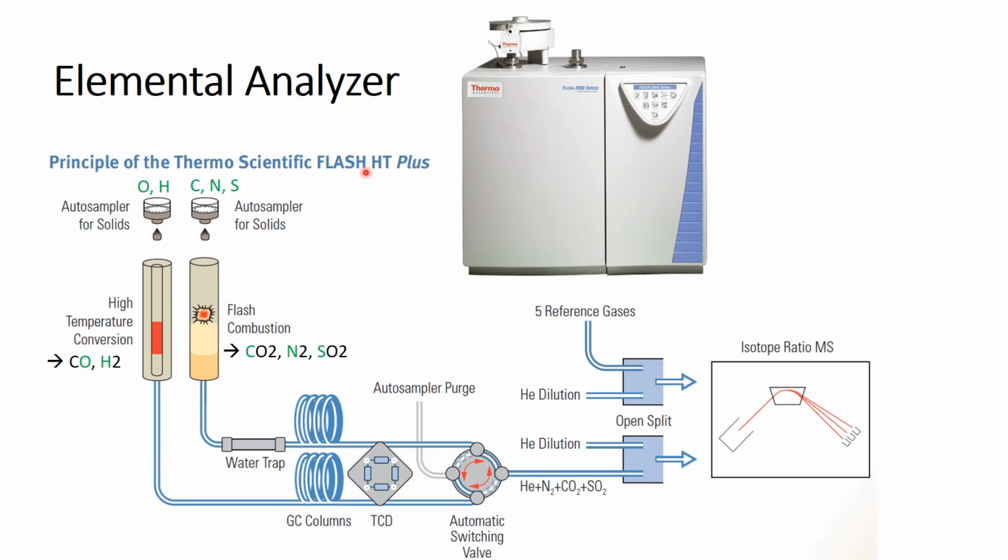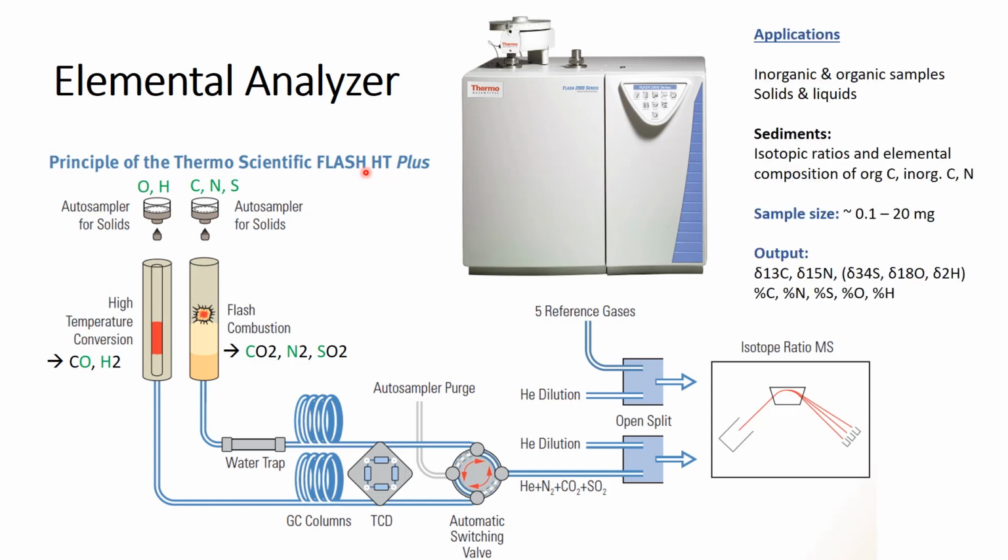The elemental analyzer is used for combustion of solid and liquid samples. For example, we use it for analyzing carbon and nitrogen in the organic part of sediments. We can run samples up to about 20 milligrams in size. Larger samples than that are difficult to combust properly, and then we get fractionation. The output will be delta values, but also elemental percentages.